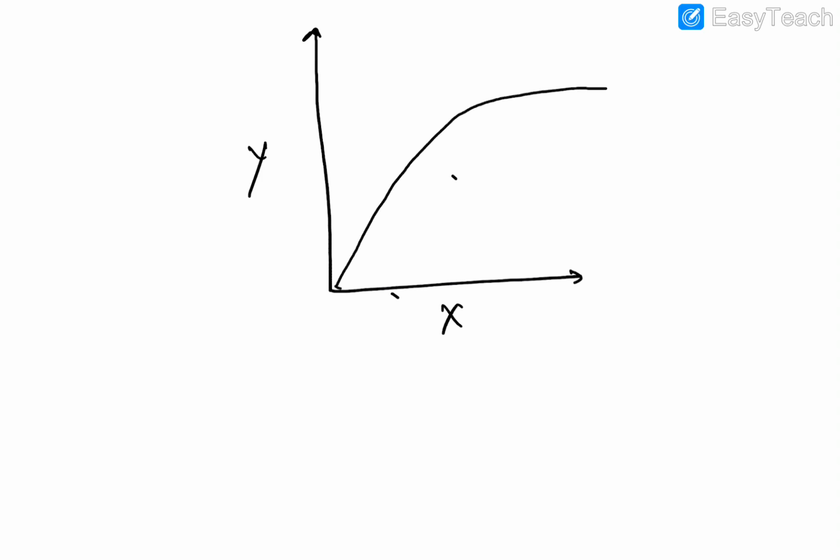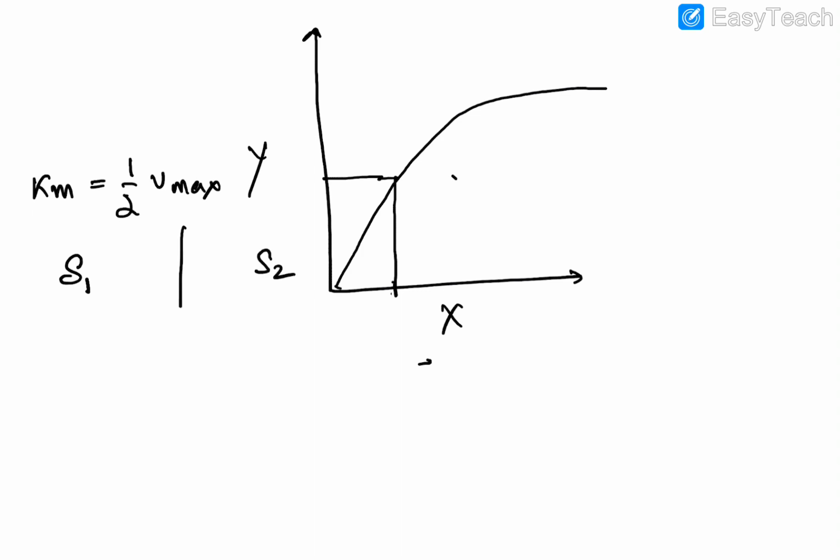Now let us again bring back the same curve. This is the x-axis, this is the y-axis, and we have a curve like this. Okay, and we said that Km is the substrate concentration at which half of the Vmax is achieved. Now, suppose we have two kinds of substrates, substrate 1 and substrate 2. Imagine that substrate 1 has a lower affinity for the enzyme and substrate 2 has a higher affinity for the enzyme.